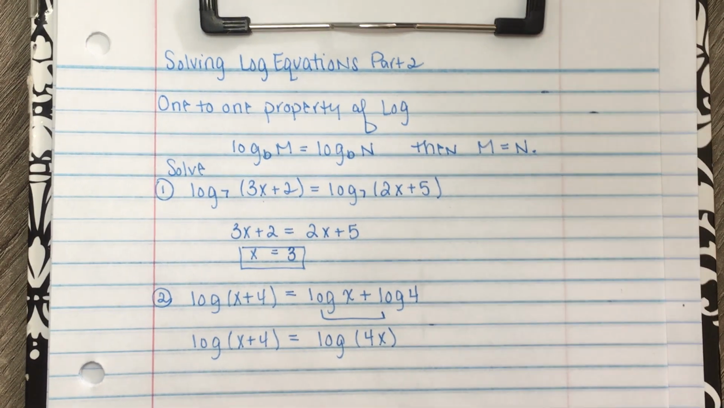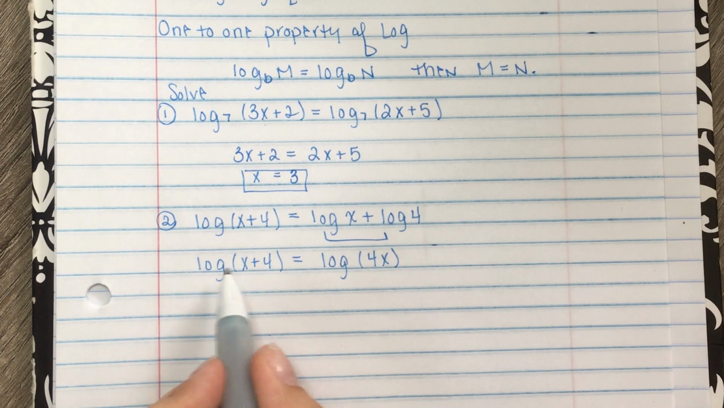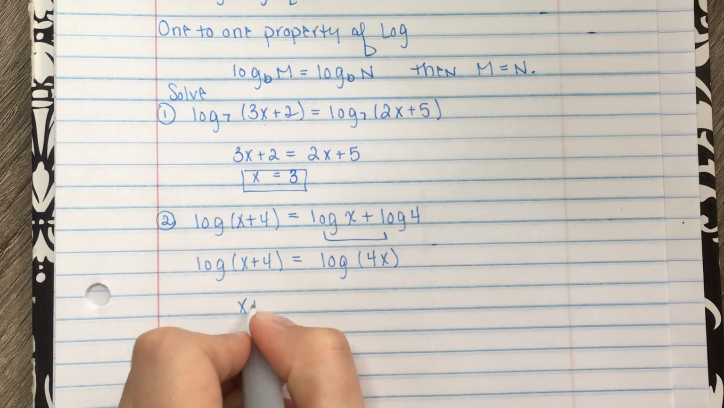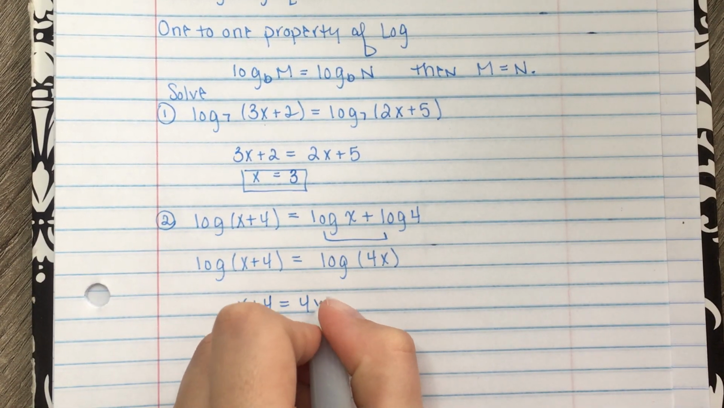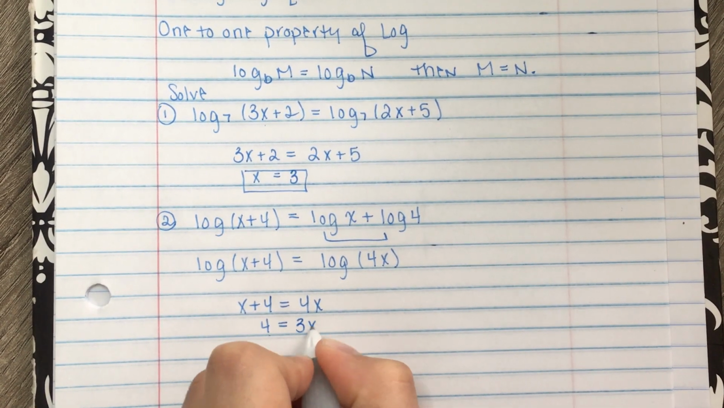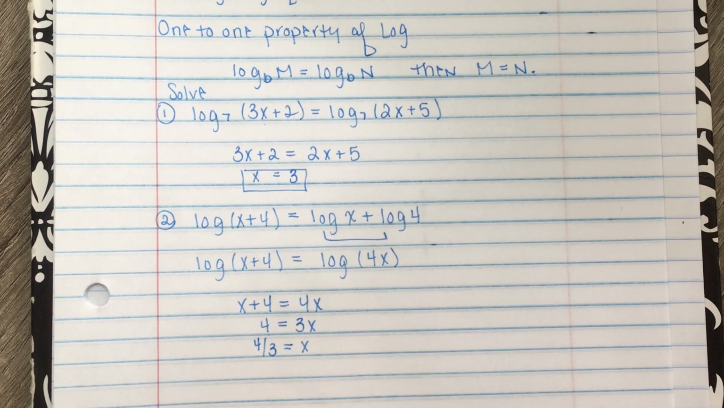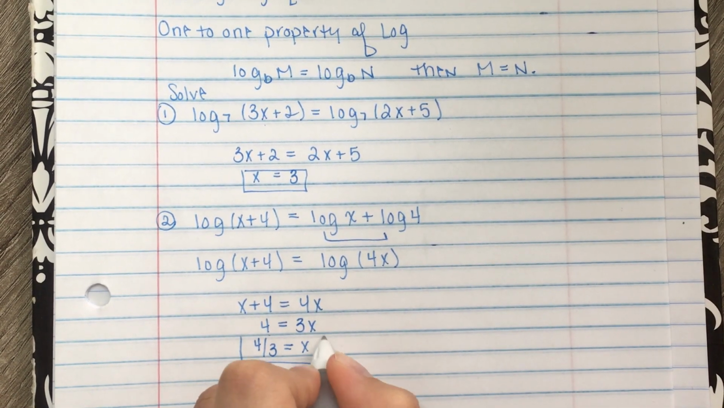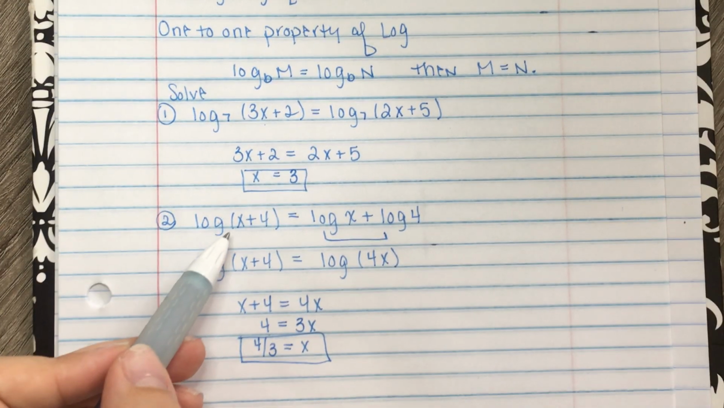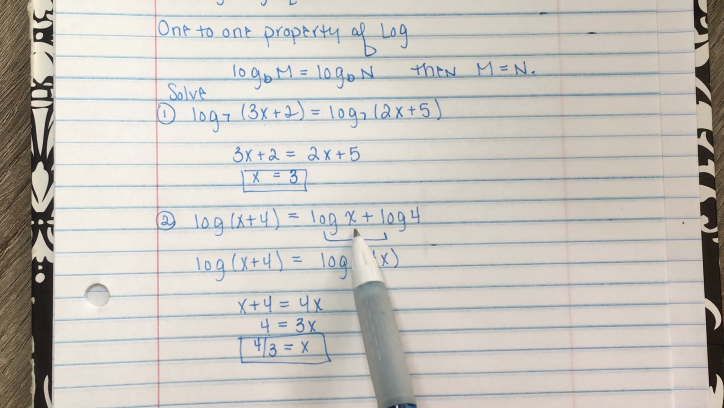Now I can use that one-to-one property because they're the same base and we have 1 log on each side, and I can set x plus 4 equal to 4x. Then solving for x, we have 4 over here and 3x on this side, and dividing by 3, we get x is equal to 4 over 3. Then I can double check. If I plug 4 over 3 in here for x, I get a positive number when I add 4, and when I plug it in here for x, I get a positive number as well.